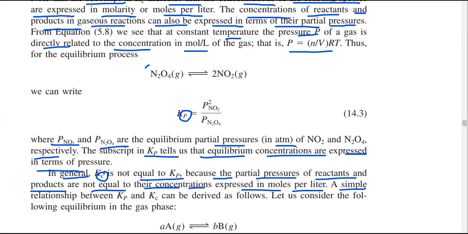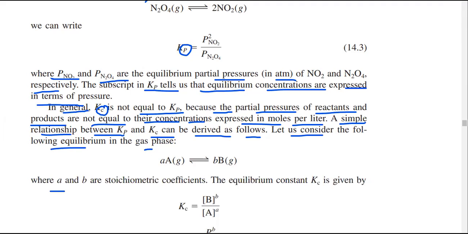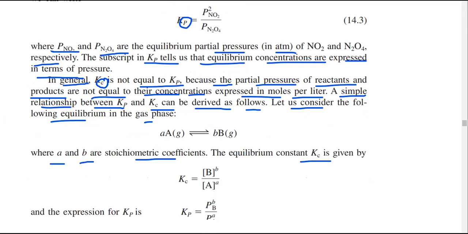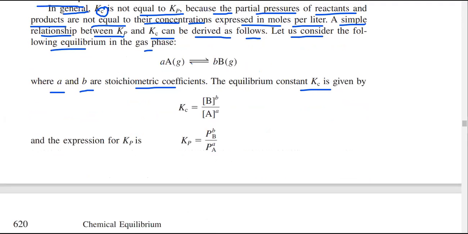A simple relationship between Kp and Kc can be derived as follows. Let's consider the following equation. Here we have aA gives rise to bB, where a and b are the stoichiometric coefficients, and the equilibrium constant can be written as Kc is equal to [B] to the power b divided by [A] to the power a. And an expression for Kp is Pb to the power b divided by Pa to the power a.